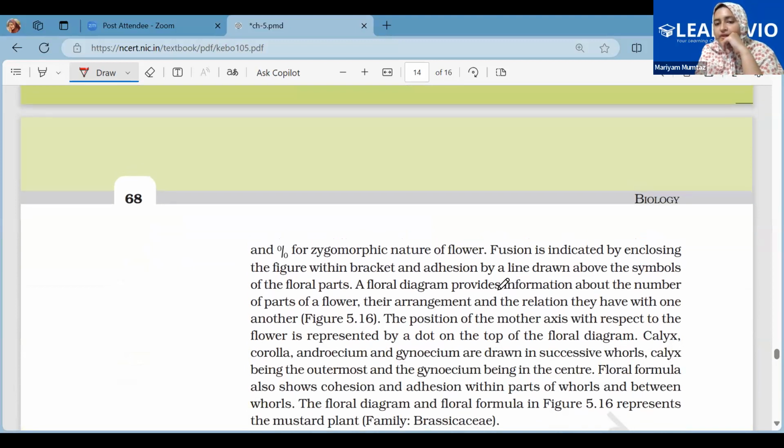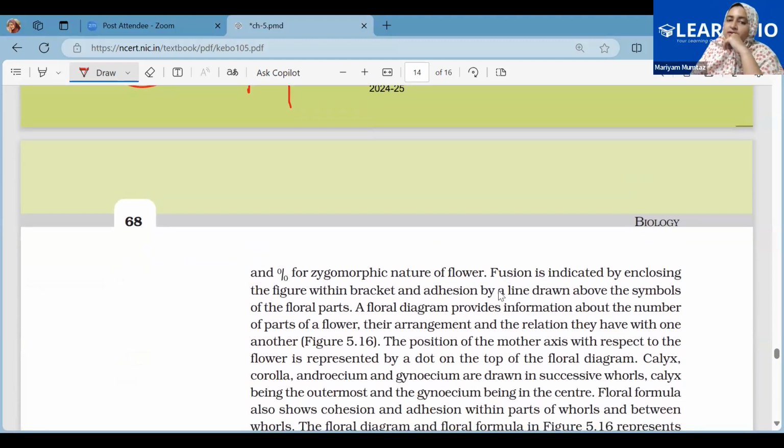That is zygomorphic. Okay. Now, for example, if I write K, K is for calyx, right? And C is for corolla. So if I say that the number of sepals is 5 and the number of petals is 5, this is how we write it. Now, if I want to write that the 5 petals are fused, I'll put a bracket like this. And if a bracket is not present, it means that they are free. Okay. So fusion is indicated by enclosing the figure within a bracket and addition by a line drawn above the symbol.